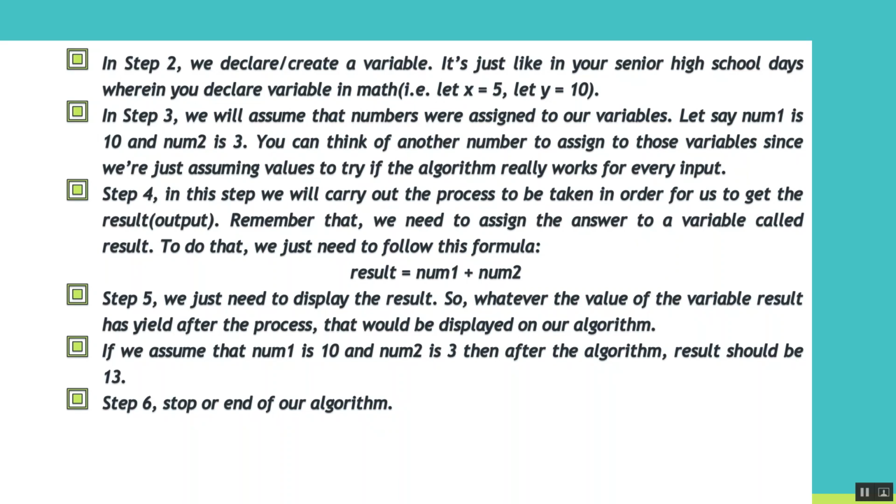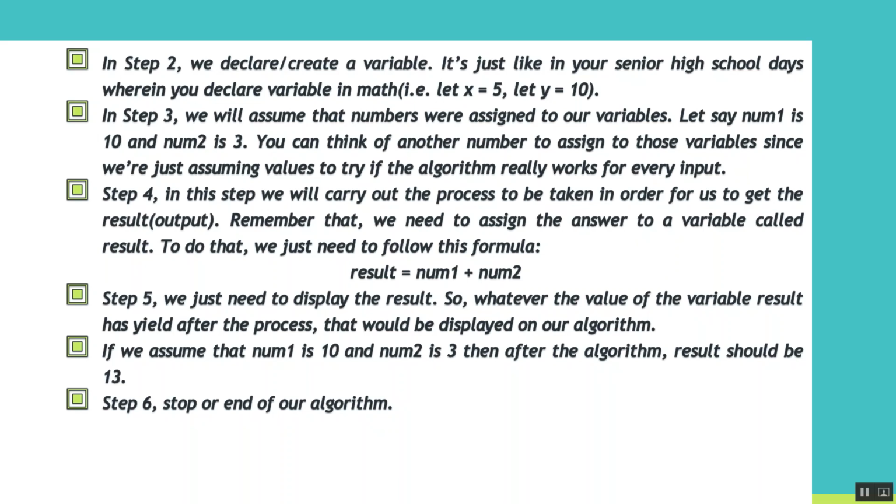Okay, so you can think of another number to assign to those variables, since we're just assuming values to try if the algorithm really works for every input. So class, again, take note, we do not explicitly put those values assigned to those variables in our algorithm. Okay, it's just in your head. You just need to imagine that these variables were assigned with some sort of numbers.